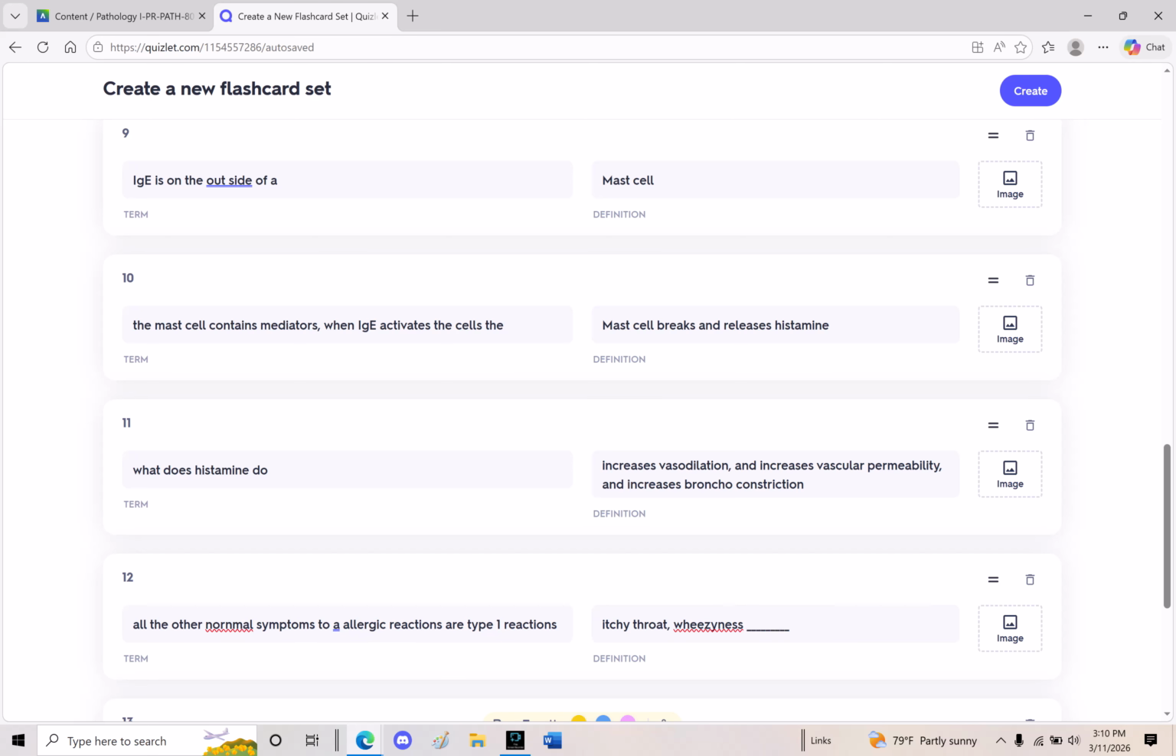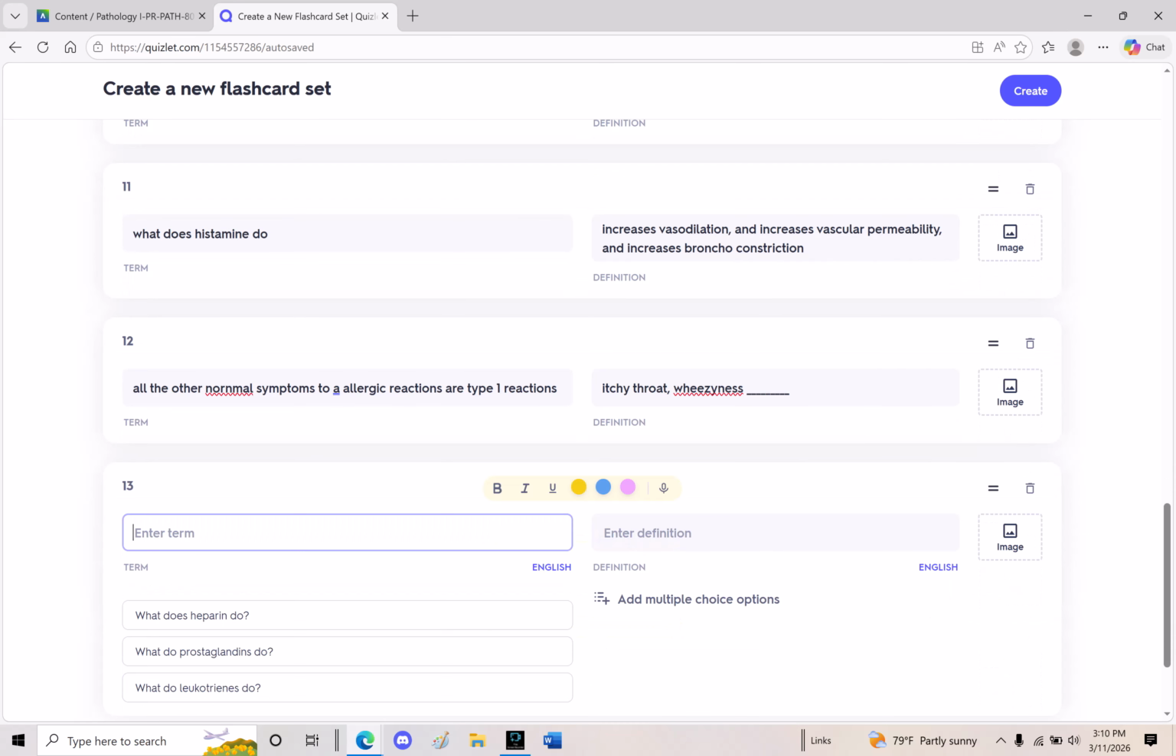First mediators, specifically your preformed mediators. The one that you need to know is going to be histamine. Histamine is the most important one. Now, there's a couple other ones, I think, amongst the other ones that are important. I would say that the most important one would be heparin, and heparin is an anticoagulant.